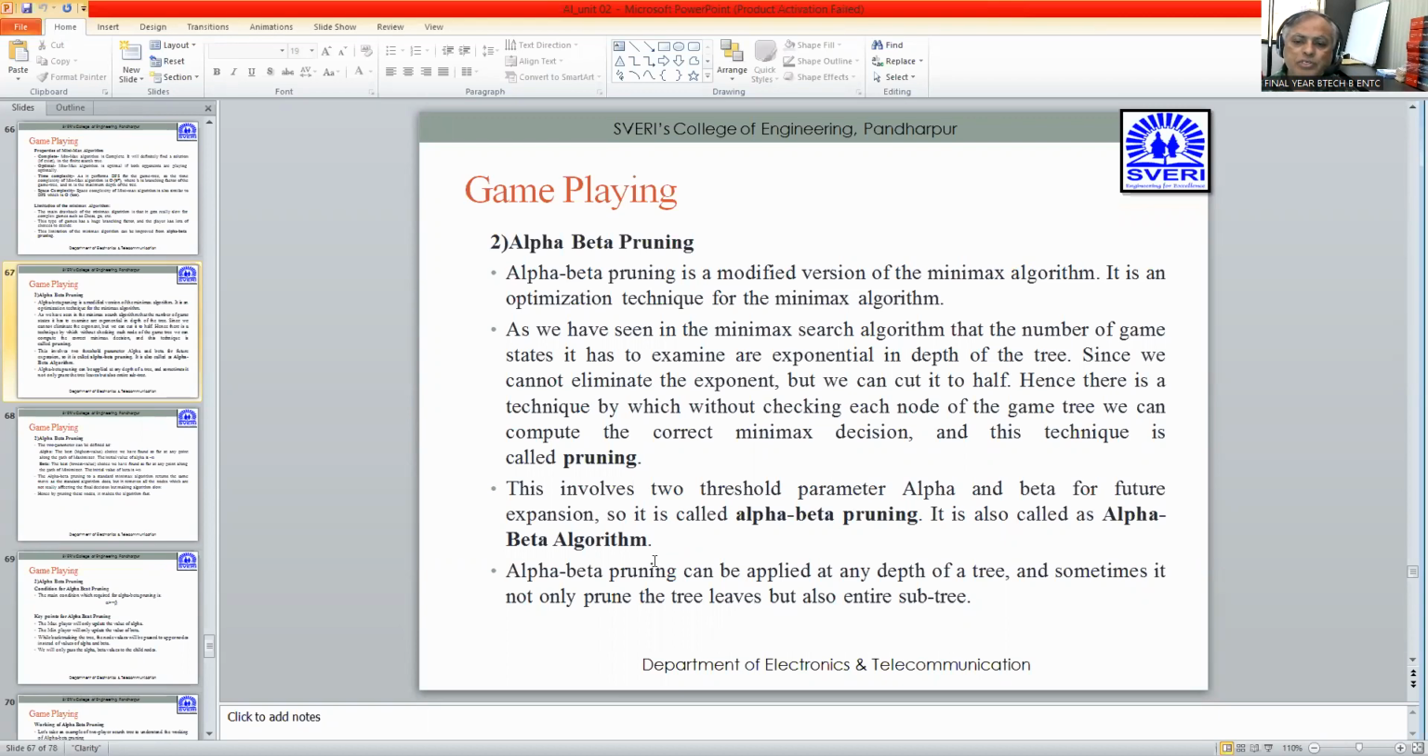This involves two threshold parameters, alpha and beta, for future expansion, and hence it is called alpha beta pruning or the alpha beta algorithm.